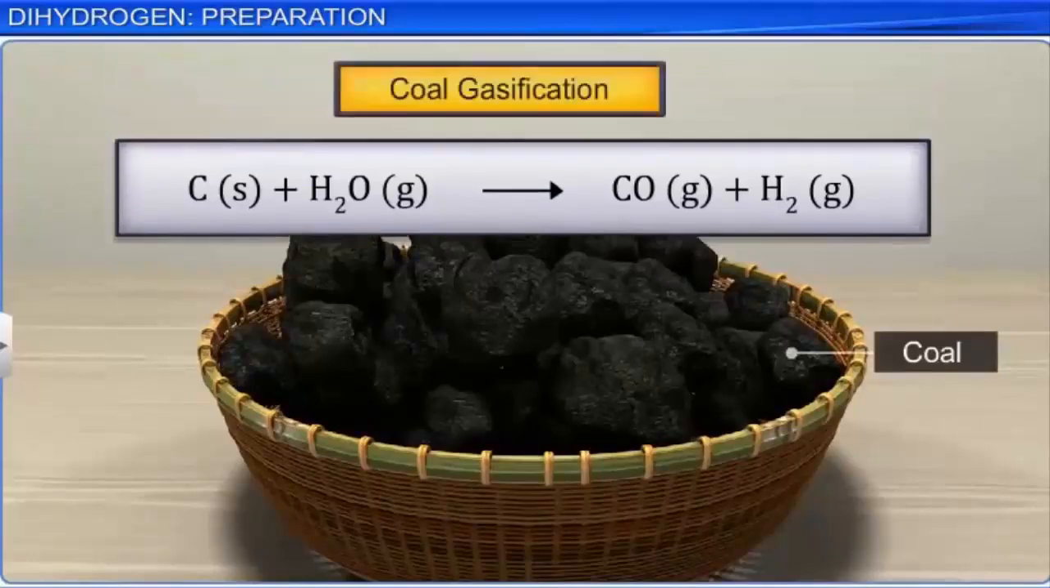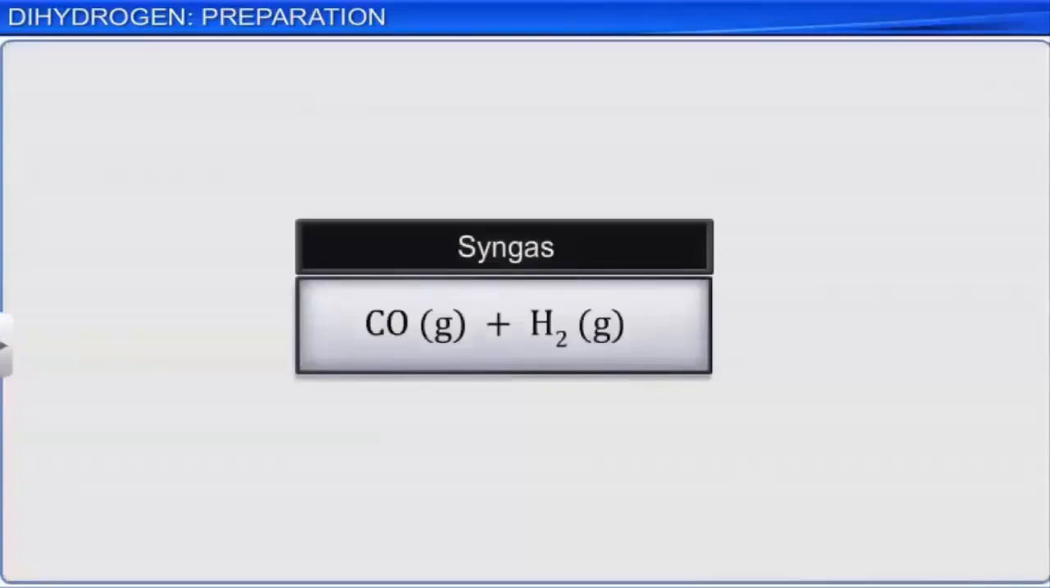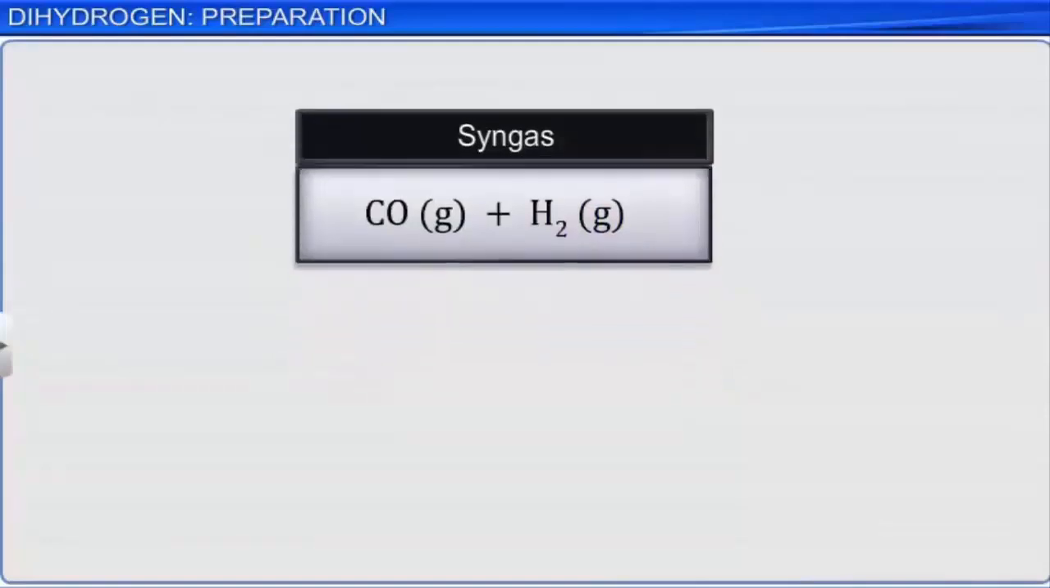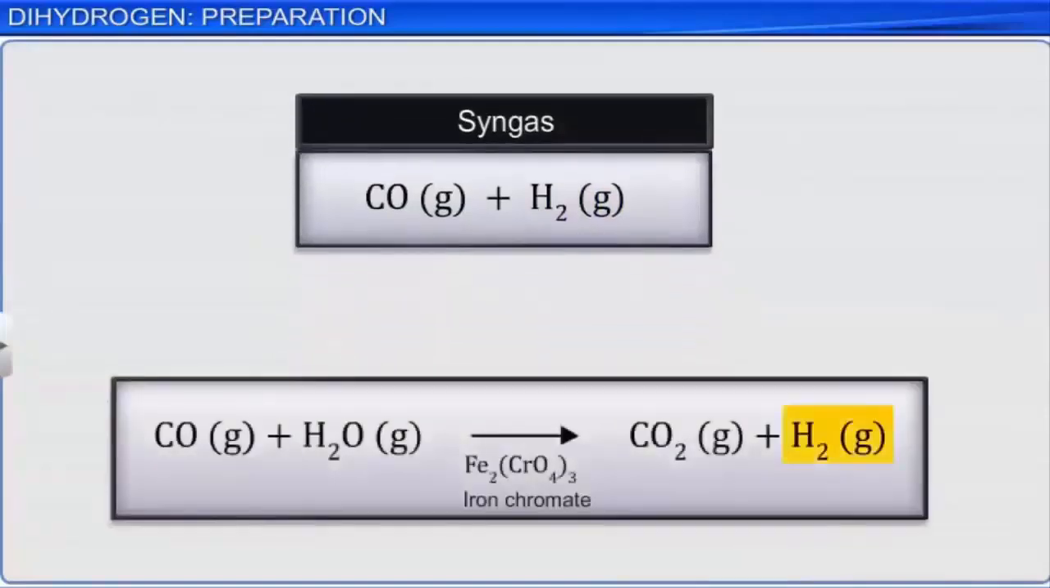It is difficult to separate dihydrogen from syngas. Therefore, the production of dihydrogen is increased by reacting the syngas with steam in the presence of iron chromate as a catalyst. The reaction produces a mixture of carbon dioxide and dihydrogen. The carbon dioxide produced is removed from the mixture by scrubbing with sodium arsenite solution. This reaction is known as water gas shift reaction.